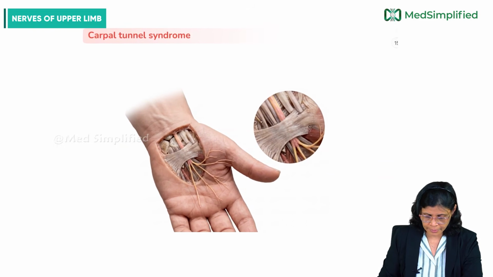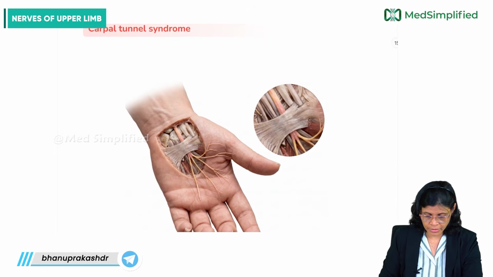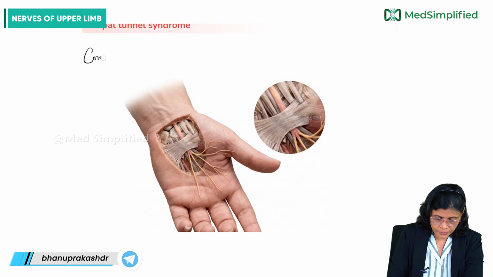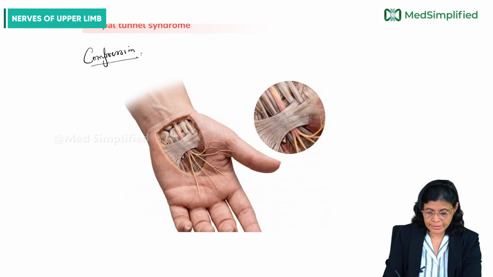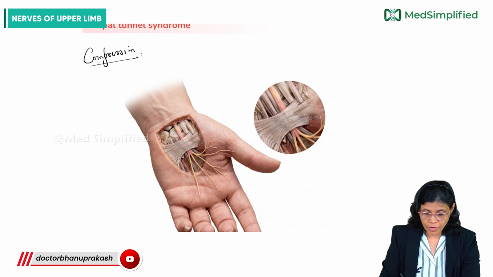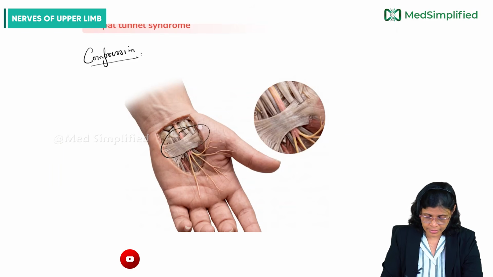Then the main injury of the median nerve we see in the carpal tunnel. Carpal tunnel is basically the compression or nerve entrapment injury here. So compression of the nerve in the carpal tunnel will result in carpal tunnel syndrome. Basically the carpal tunnel is formed by the concavity of the carpal bones as well as the flexor retinaculum, right?